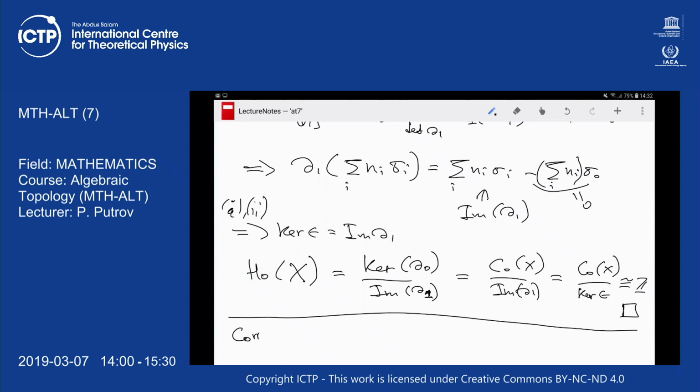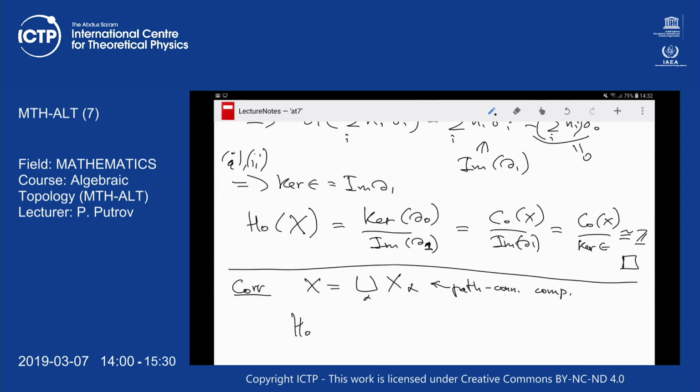In particular, from these two propositions, you can make the following corollary. If X is the disjoint union of path connected components, then the zeroth homology group of X is the direct sum of copies of Z.